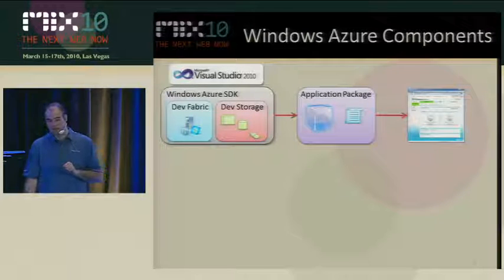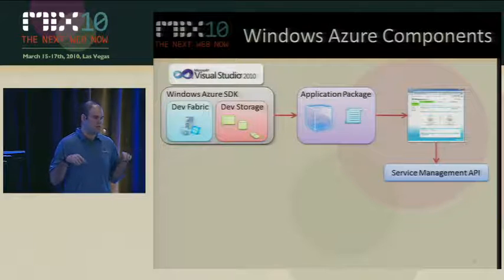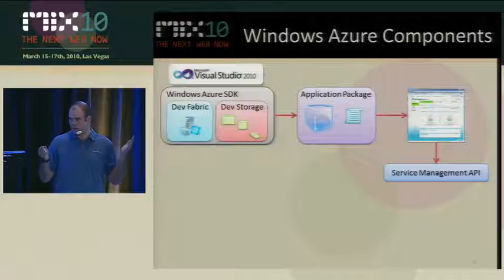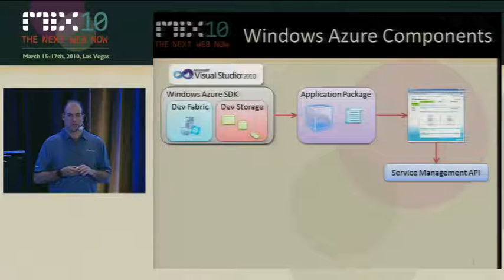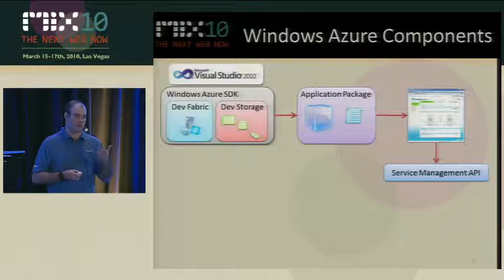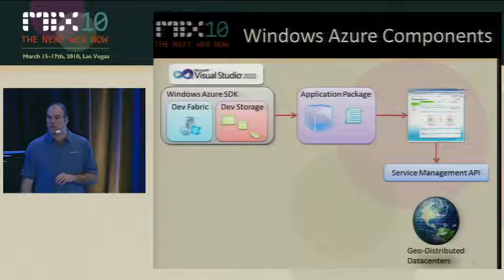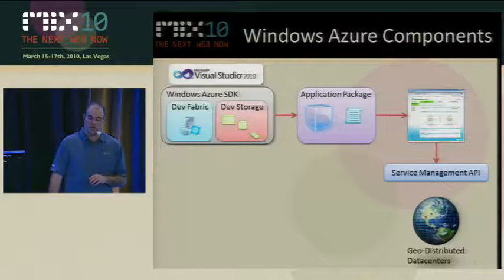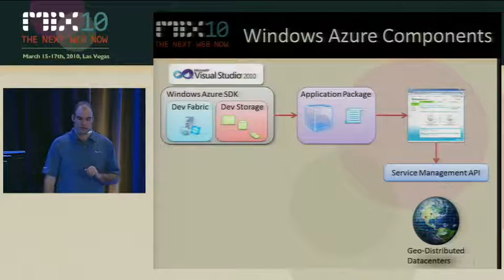And underneath that developer portal, there's this service management API, which is a RESTful interface that's available to customers around the world. And it allows you to programmatically control your service. So you can deploy through a script, for example, using the service management API. The service management API, in turn, talks to our data centers around the world, and we have 6 of them today. I'll show you the list in a few moments.